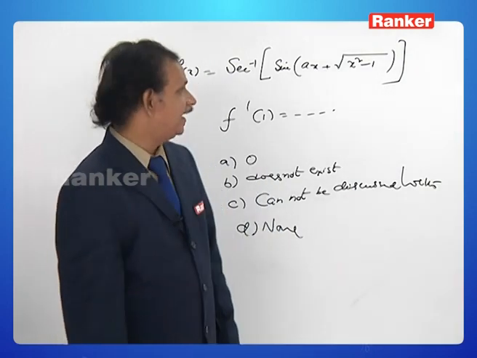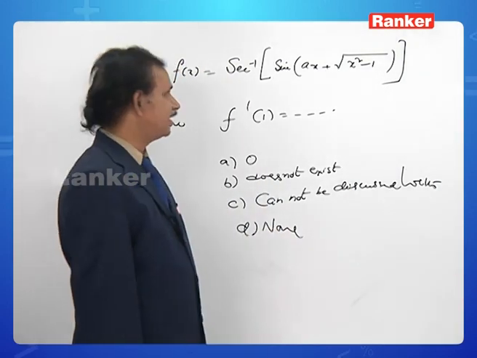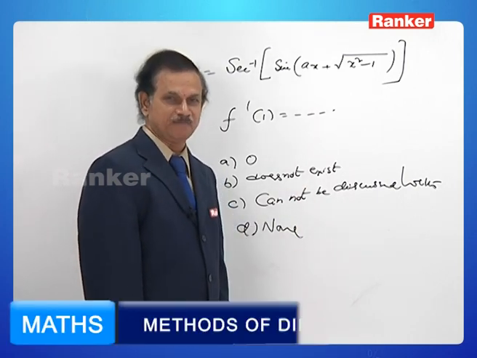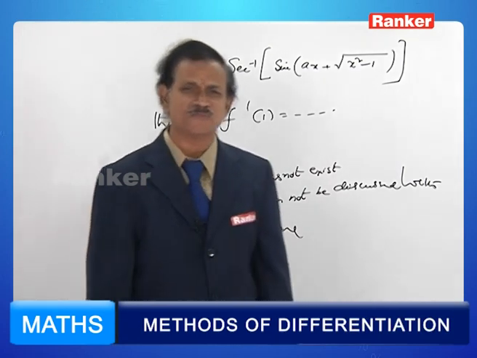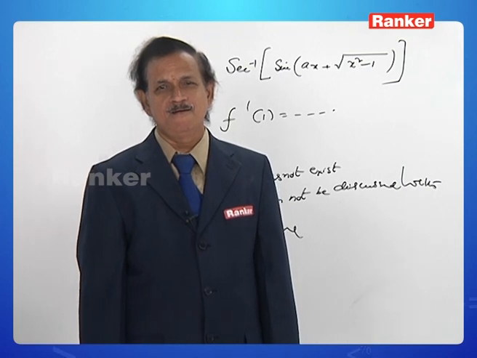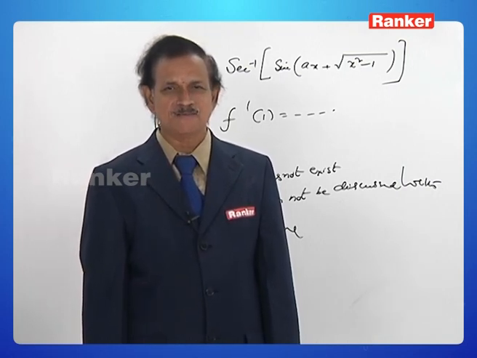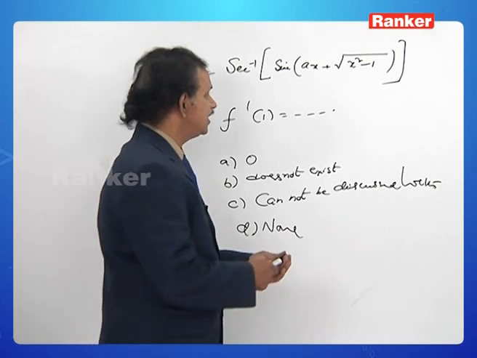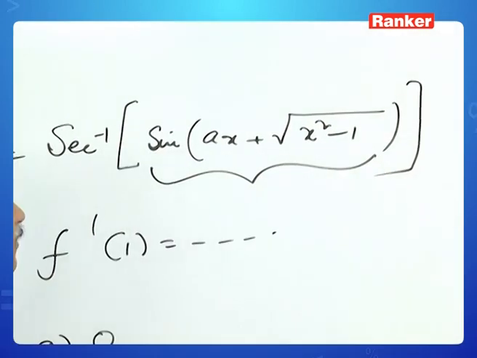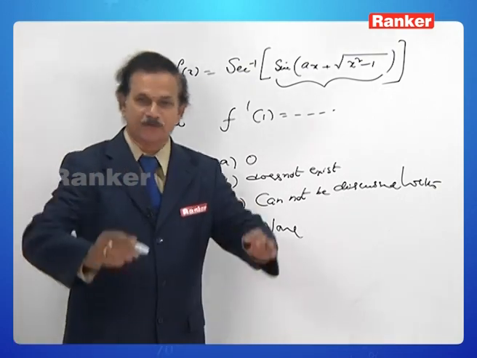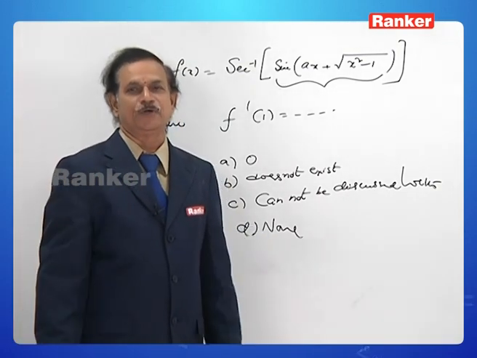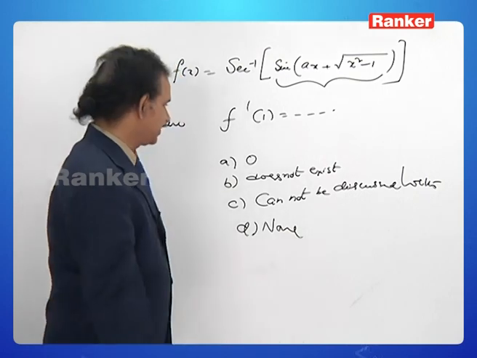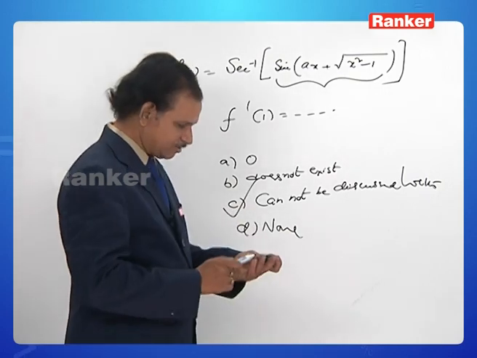What is that? You see, the main function appearing at the beginning is nothing but the secant inverse function. Its derivative can be defined for secant inverse x. What is the domain of the secant inverse function? Real numbers minus the open interval minus 1 to 1, whatever it may be. You see, this quantity, sine of something, is less than 1, and secant inverse of a quantity which is less than 1 is meaningless, and we do not find the derivative for those functions which are meaningless. It's not a function at all. So, cannot be discussed is the right option.